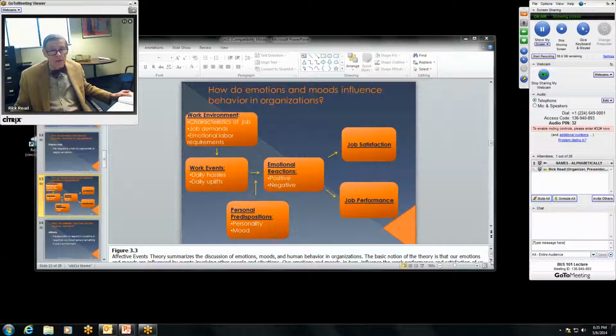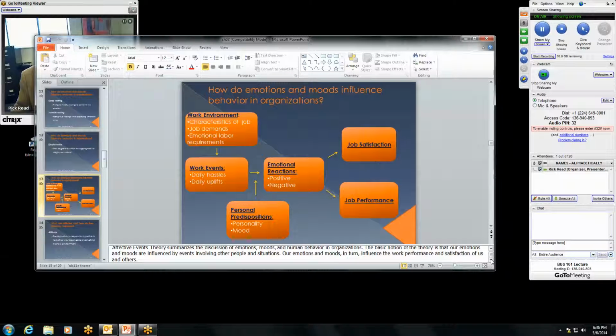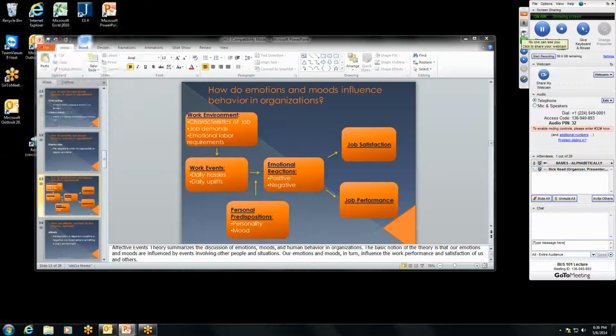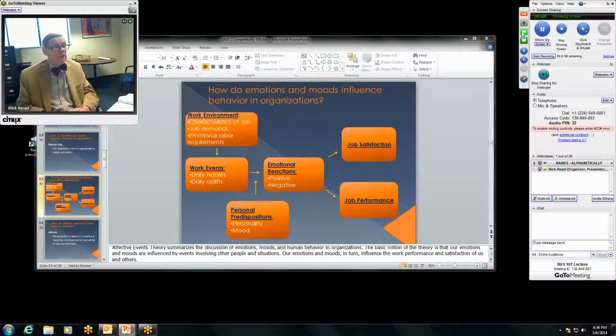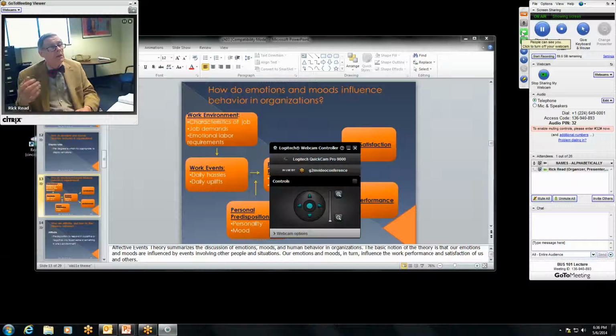Now, let's go down here and read the subnote just a second. I think it's important to look at this. Affective theory says emotions, moods, and human behavior. It discusses these. The basic notion of the theory is that our emotions and moods are influenced by events that involve other people and situations. These moods and emotions then influence work performance and satisfaction in ourselves and in other people.